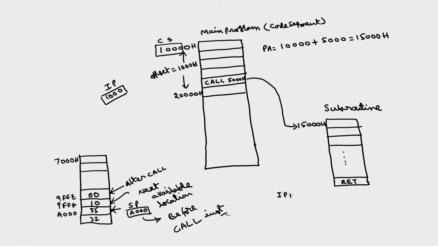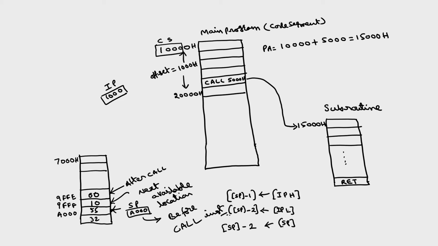So, the instruction pointer high will be transferred to the contents of SP minus 1, if this is SP, and the contents of instruction pointer low will be transferred to the contents of SP minus 2, and SP becomes SP minus 2. So, these are the operations which are inherent to this call instruction.